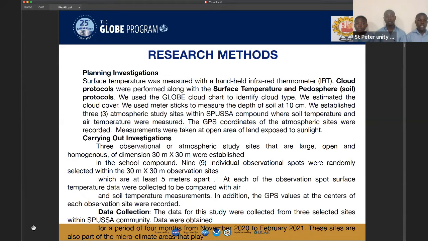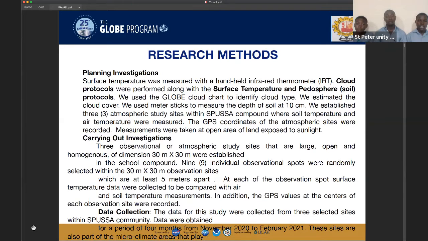The 3 observational sites that we established had a dimension of 30 by 30 meters. And in each site, there were 9 individual observational spots, which were randomly selected. And each observational spot was at least 5 meters apart.